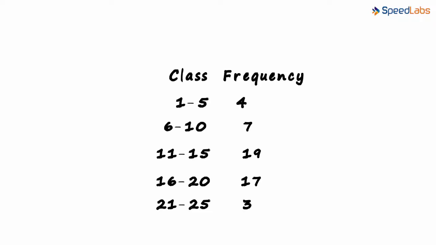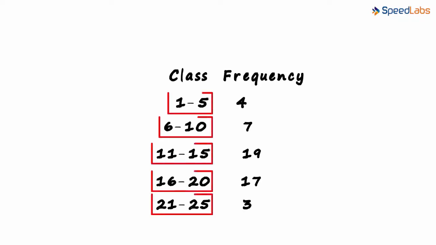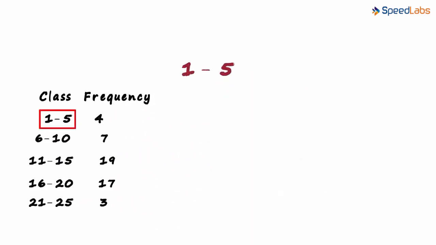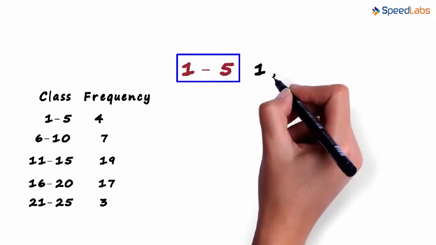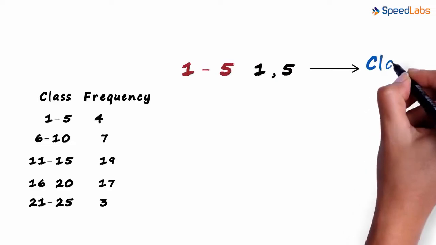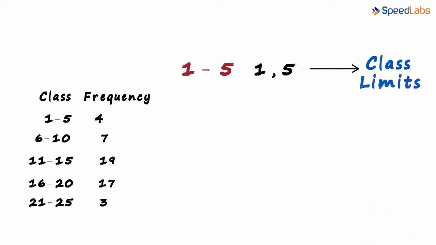There are a few things we need to understand about each class interval. Take the first class, 1 to 5, for instance. This includes all who have scored between 1 and 5, both included. The class starts with a 1 and ends with a 5. The numbers 1 and 5 are called class limits. If we have a class interval 6 to 10, then 6 and 10 are the class limits.